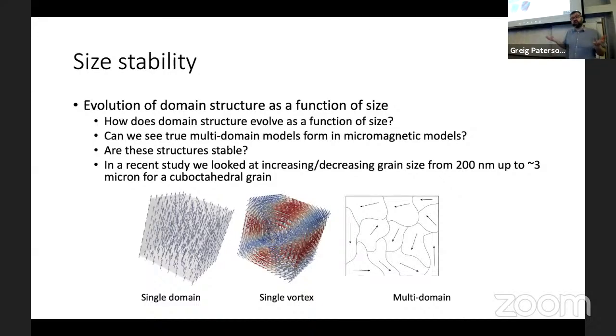So one of the pieces of work that I've done is to look at the size evolution of magnetic grains. You can think of this as a sort of chemical remanence. A grain grows, and the question is what happens to the magnetic structure within that grain. We know that we have the single domain grain and the single vortex, but our multi-domain understanding is still limited. We don't model up to those sizes. So this is one of the pieces of work where we looked at these very, very large grains.